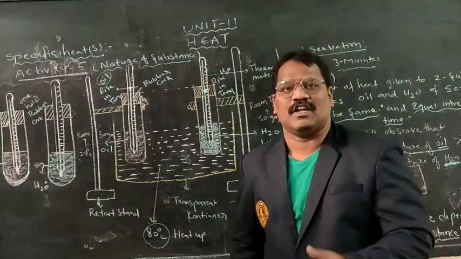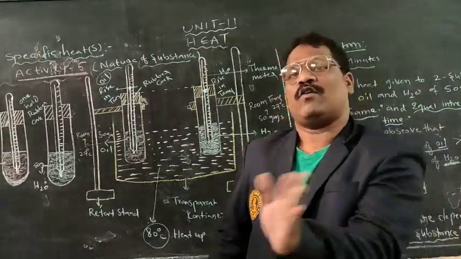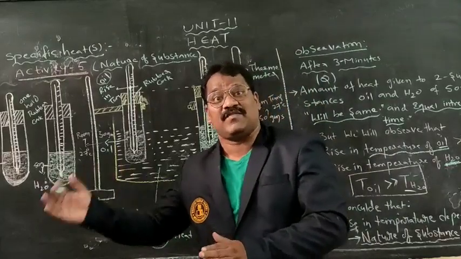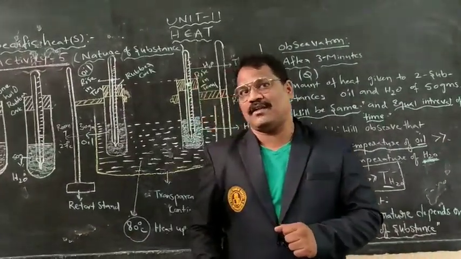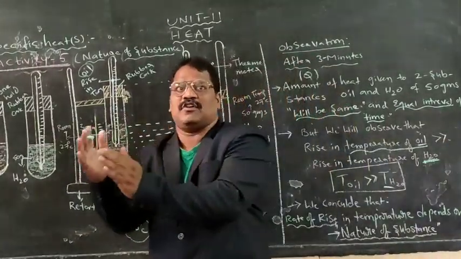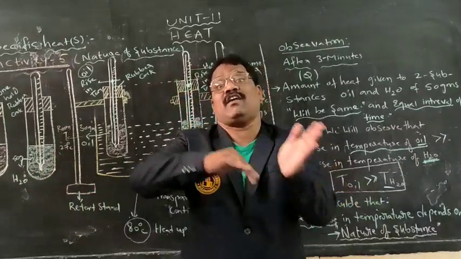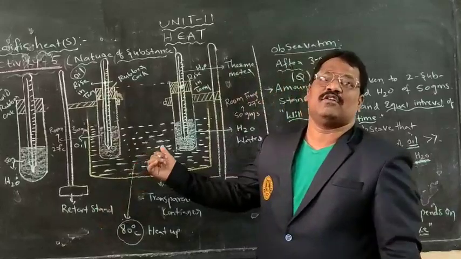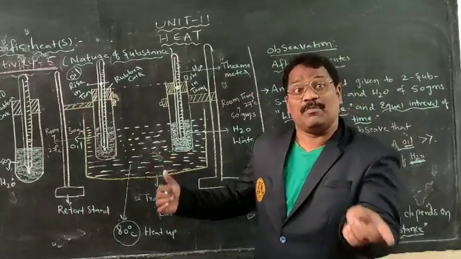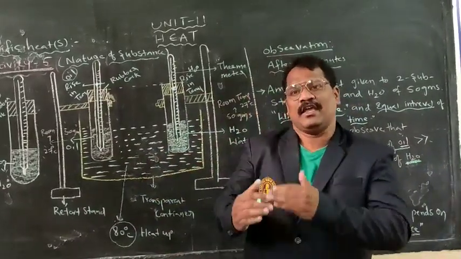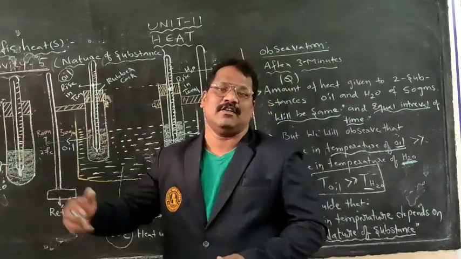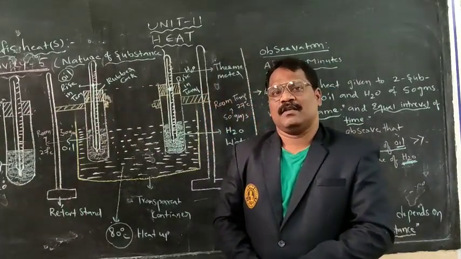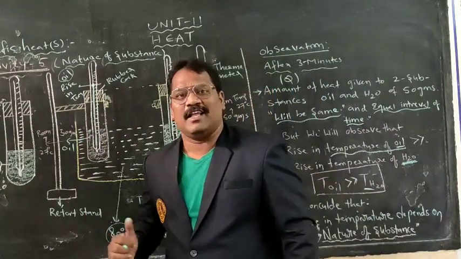By this we understood and concluded one topic, that is, a factor in specific heat. What is that factor? The quantity of heat absorbed by a body, the quantity of heat required, is directly proportional to what? The nature of the material. Depending upon the nature of the material, it keeps changing. By this we have completed this activity.